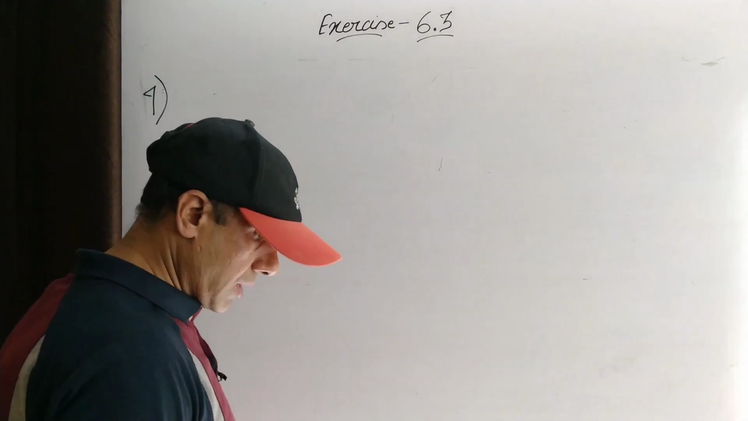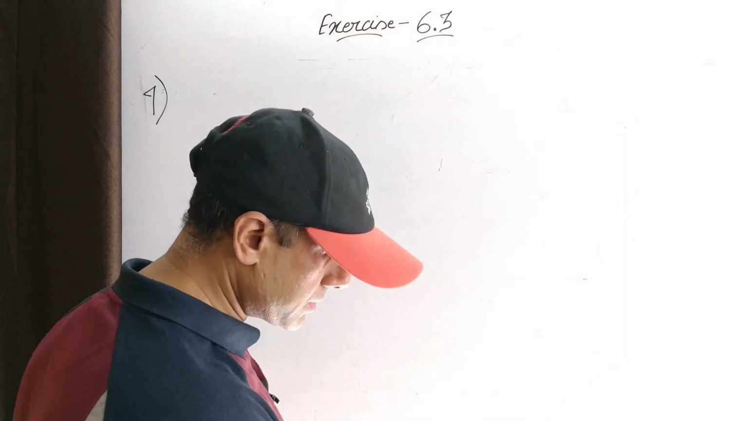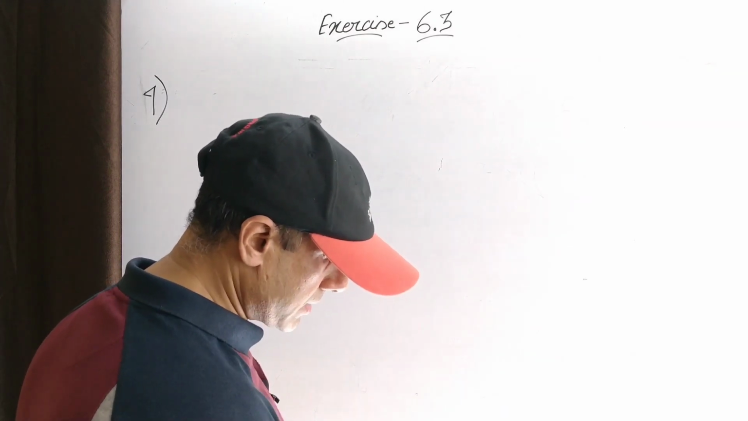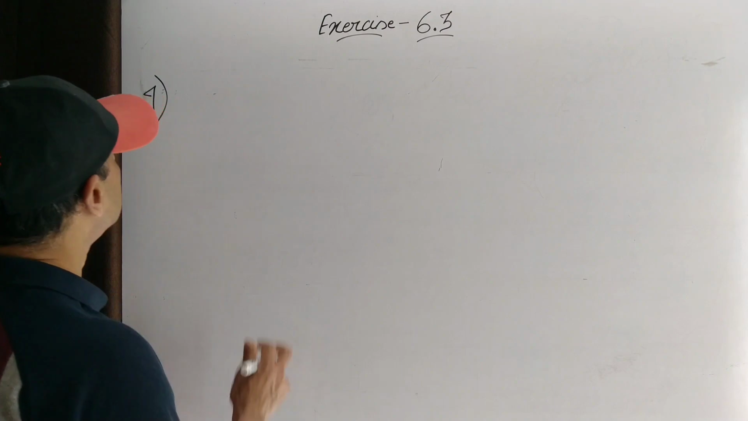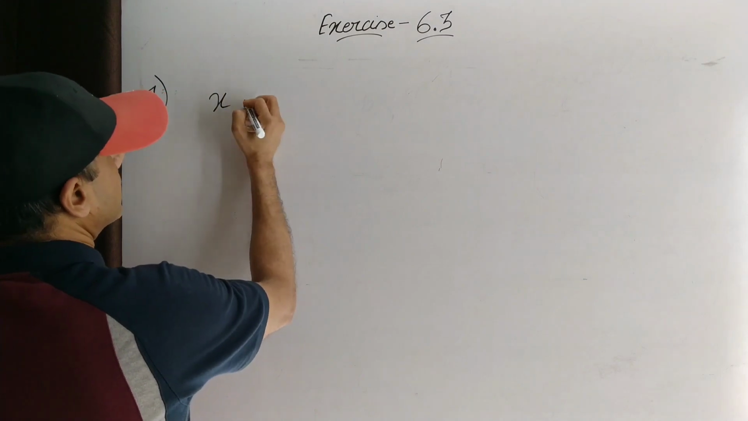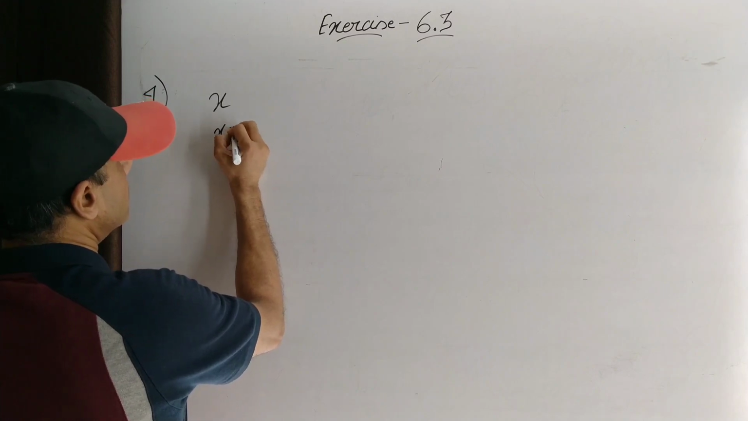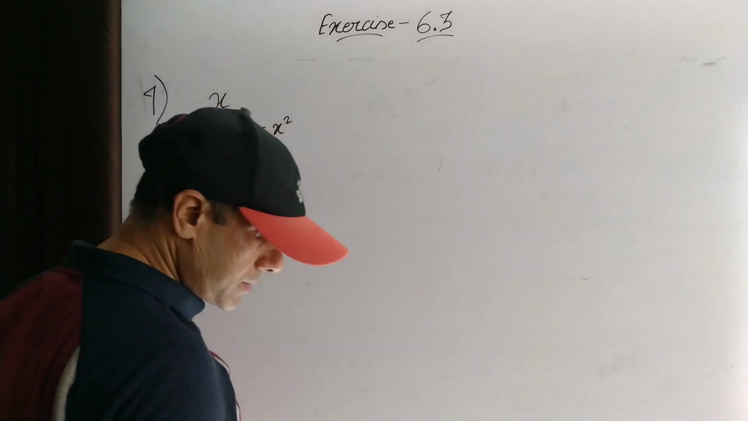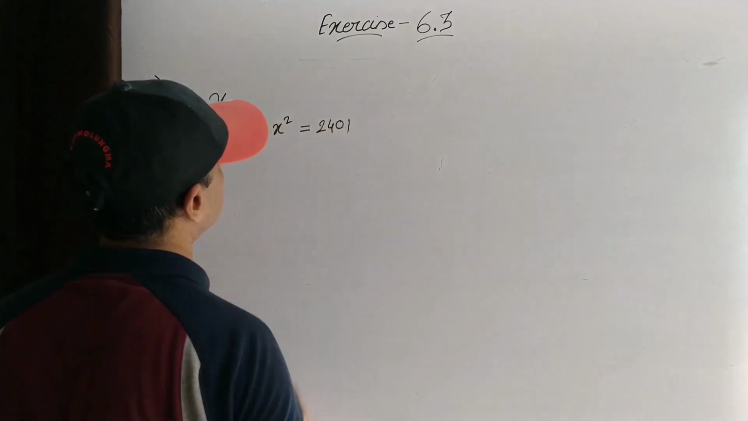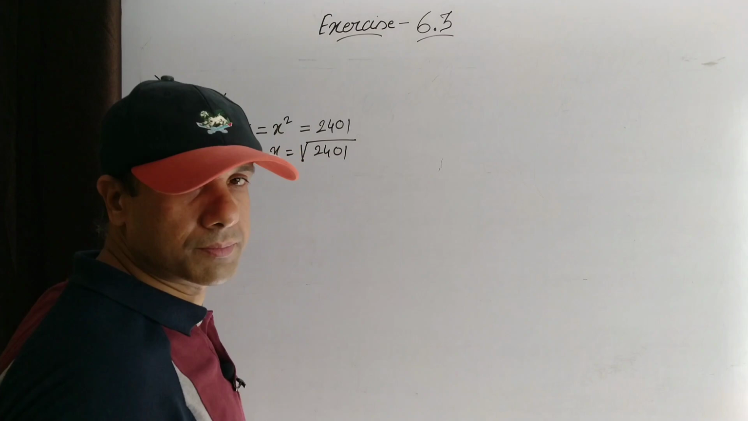Question number 7. The students of class 8 of a school donated 2,401 rupees in all for the Prime Minister's National Relief Fund. Each student donated as many rupees as the number of students in the class. Find the number of students in the class. So let the number of students in the class be x. They donated the same amount, that is x. So we'll get x into x, that is x square. This is equal to the total amount, which is equal to 2401. So x will be equal to under root 2401.